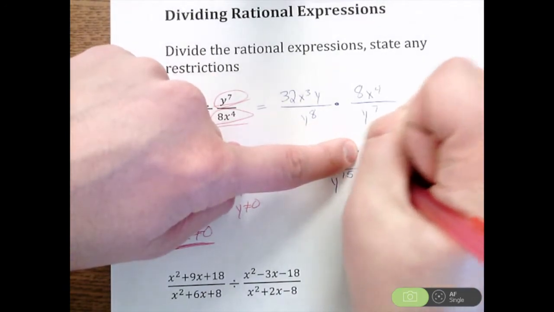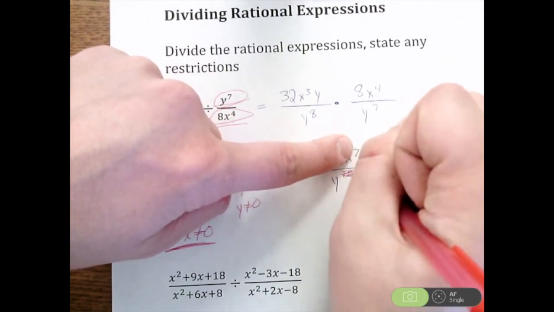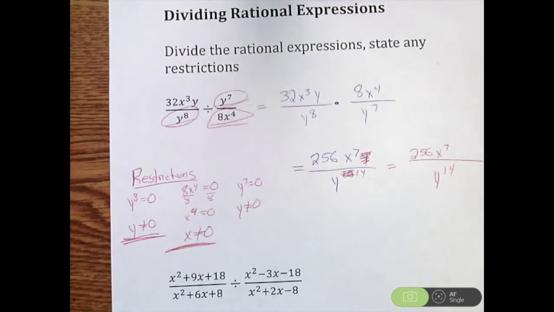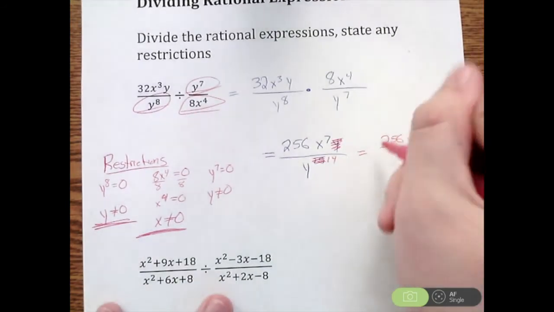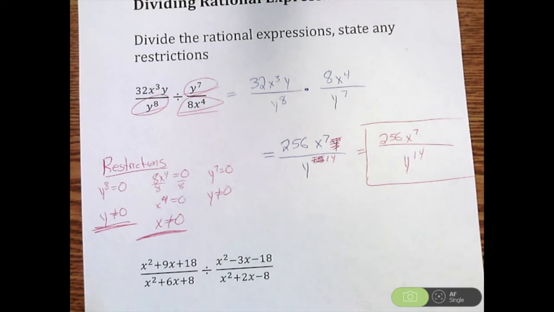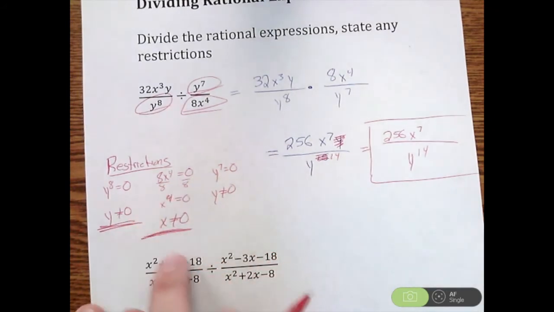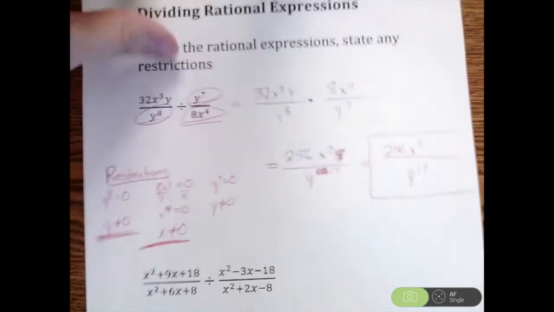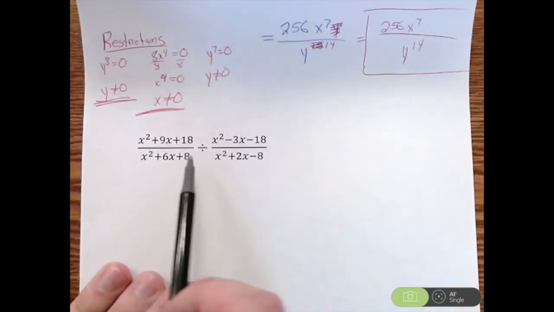If I take away one from here and take one from there, I'm now down to y to the 14th. So my answer to this first dividing rational expressions problem is 256x to the 7th divided by y to the 14th, with restrictions y cannot be 0 and x cannot be 0. So I'm going to show you one more problem, a little bit more complex form.